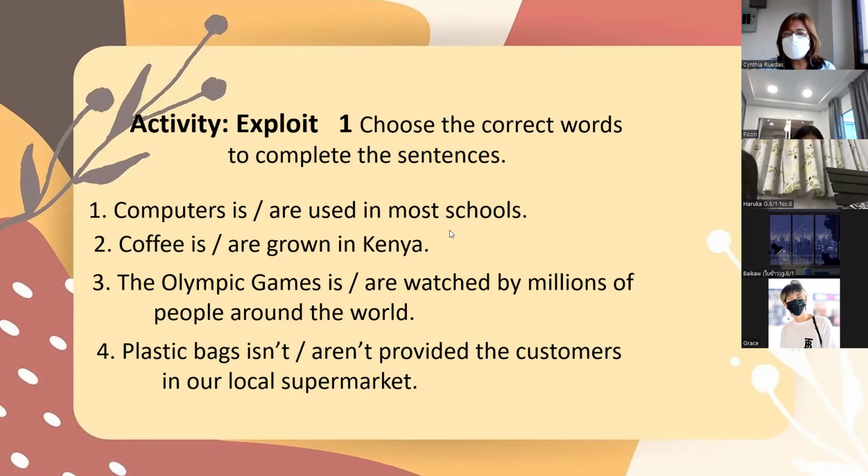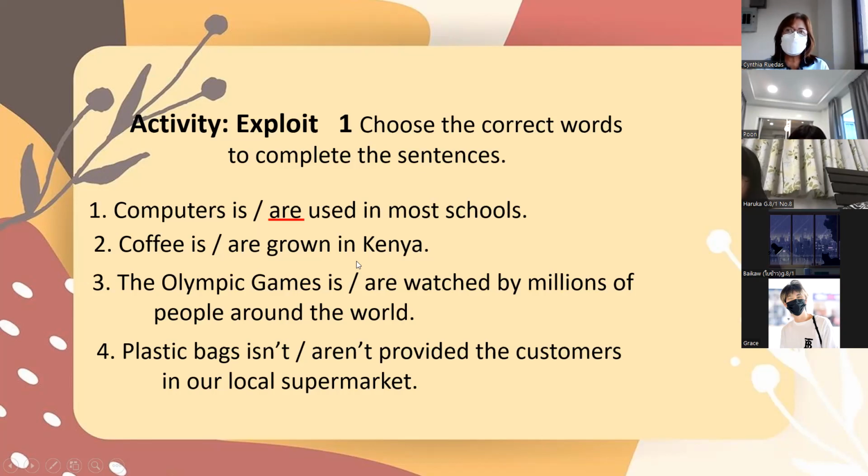Okay, finish, students. You just choose from is or are for our present form of the verb to be. Okay, let's continue. We have the answers. If you are wrong, don't be shy, be honest, okay? We have here: computers are used in the schools.